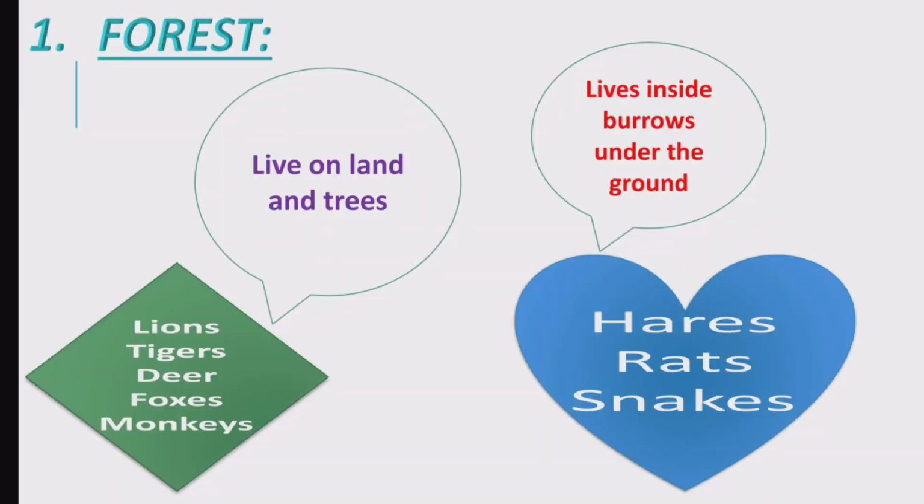Now let's learn about different types of habitats on the earth. First one is forest. Here the examples of forest animals are lions, tigers, deer, foxes, monkeys, which live on land and trees. And here rats and snakes live inside the burrows under the ground.